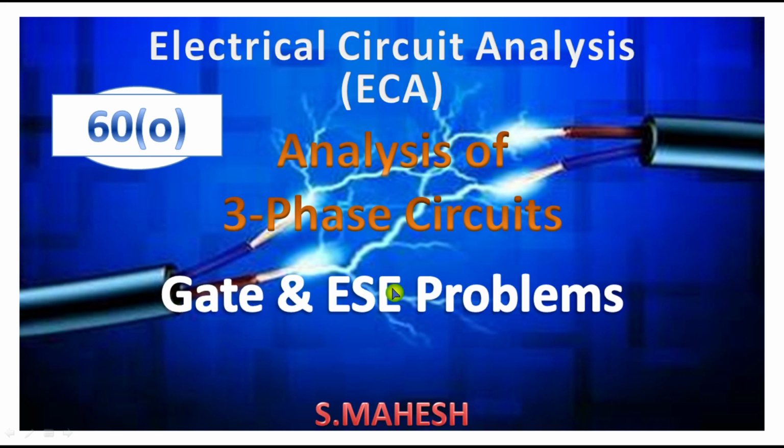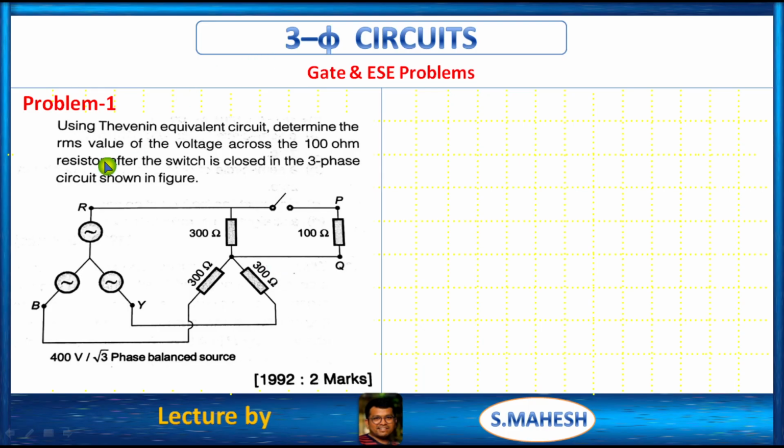Hello everyone. Now we have to discuss the problems on three-phase circuits. So problem 1 is: using Thevenin's equivalent circuit, determine the RMS value of the voltage across this 100 ohm resistor after the switch is closed in the three-phase circuit shown in the figure.